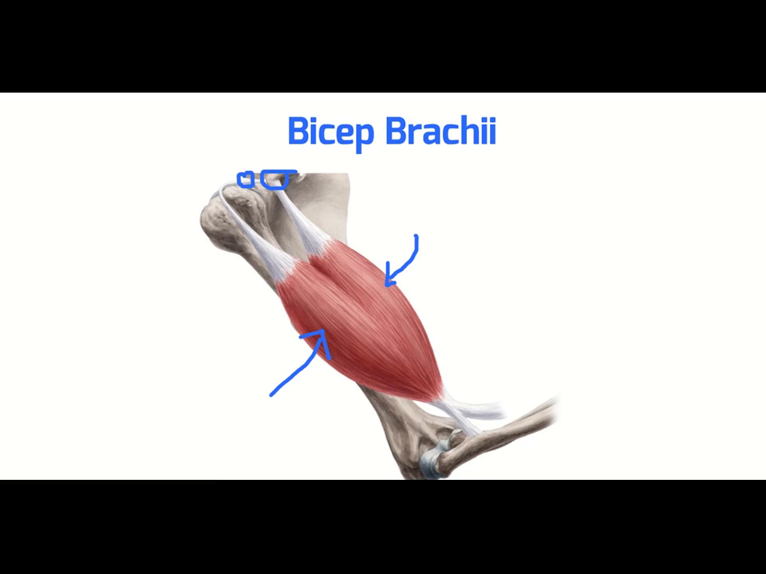And then they insert onto the tuberosity of the radius and the aponeurosis of the biceps brachii. So as we get into the elbow, we'll talk a little bit more about this insertion complex. It's innervated by the musculocutaneous nerve, and its actions are to flex the elbow and supinate the forearm, as well as contribute to flexion of the glenohumeral joint.